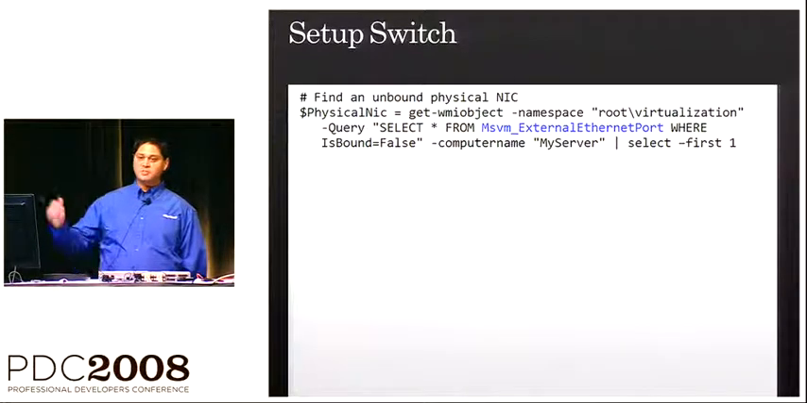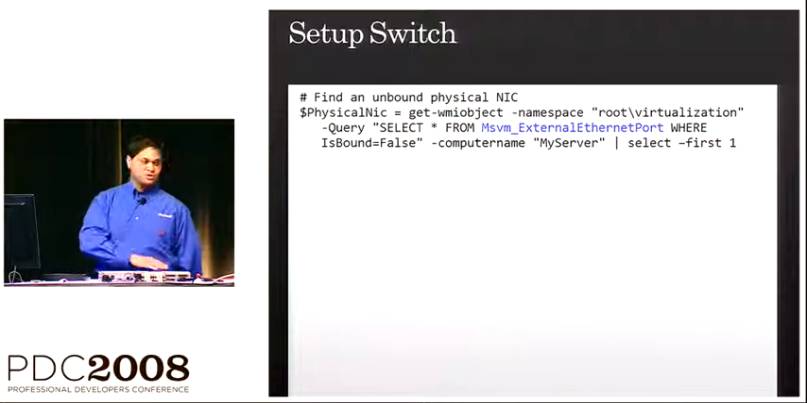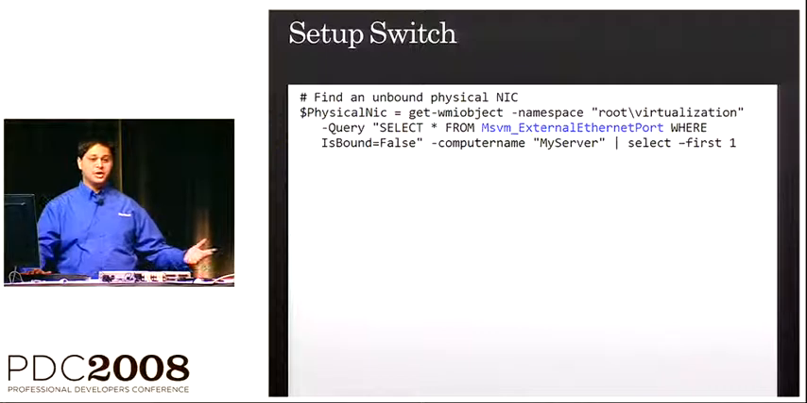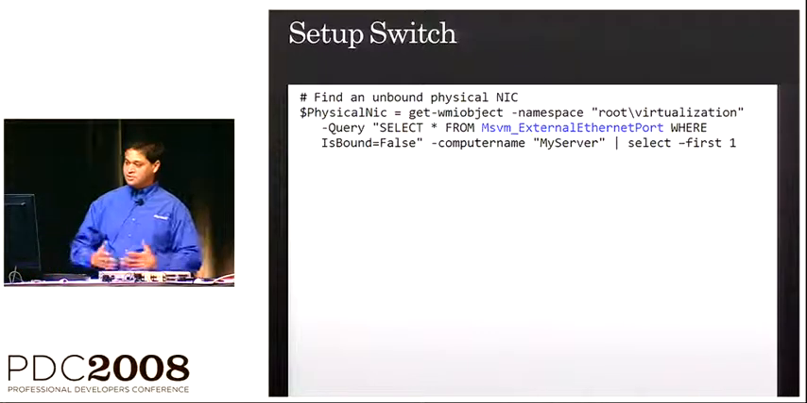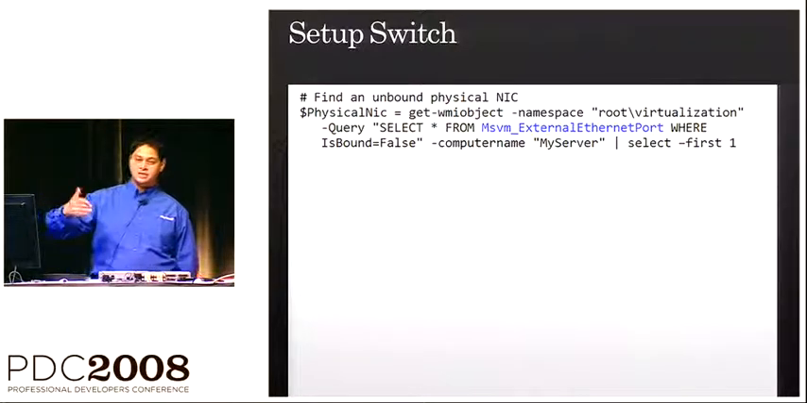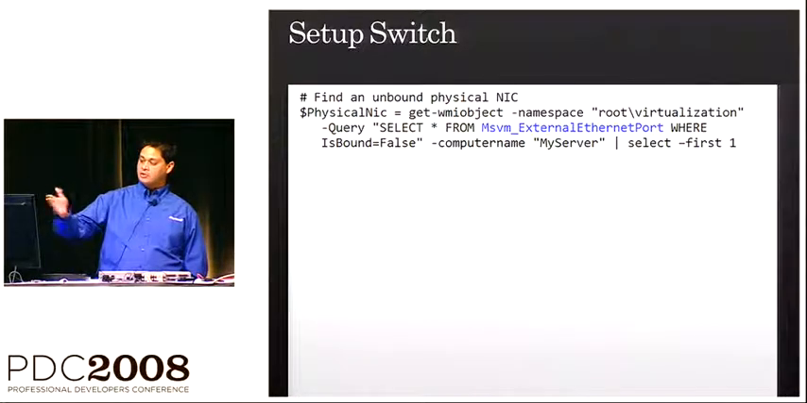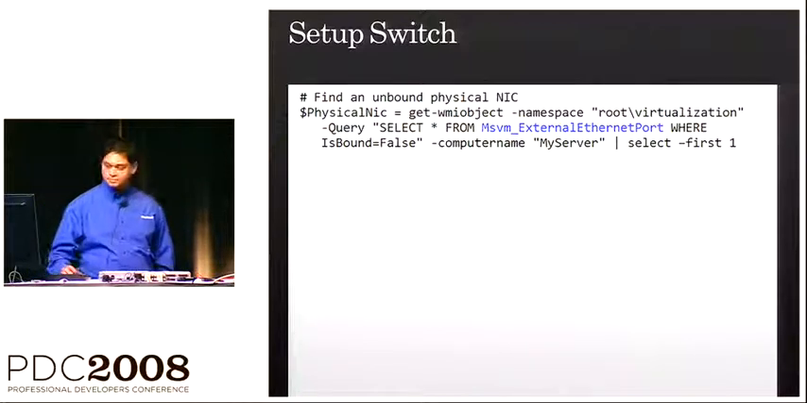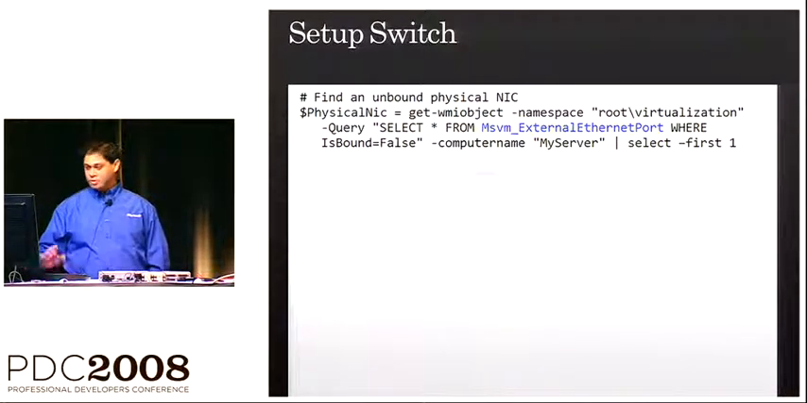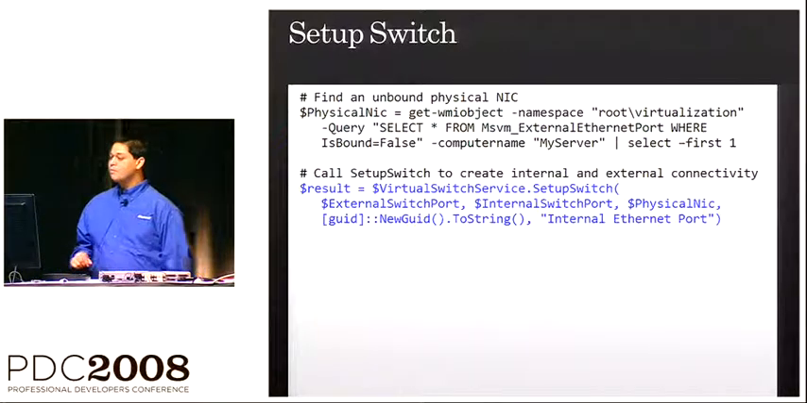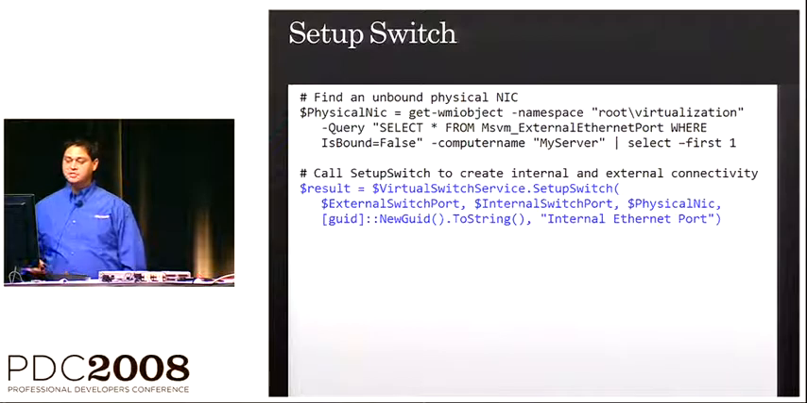Now it's time to actually start binding that switch down to the external NIC. The first thing to do is find an unbound physical NIC. You might have several physical NICs here. This is going to enumerate them all and select the first one whose class name is MSVM_ExternalEthernetPort. There will be one of those instances for every physical NIC on your system. Next, you call this SetupSwitch API.